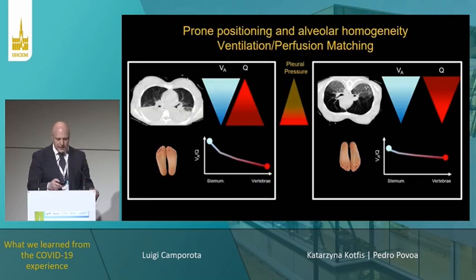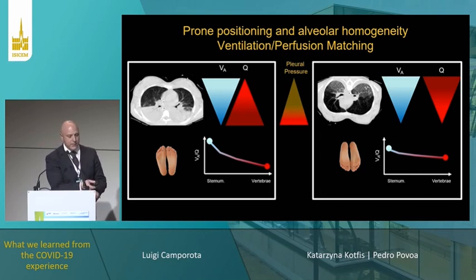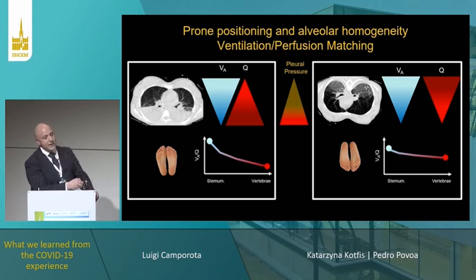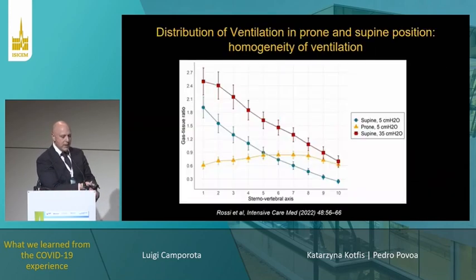Let's start with the physiology. You're very familiar with this: in supine position, you can see there is a mismatch between ventilation and perfusion. There is a change in ventilation-perfusion matching, which goes high in the sternum, so more ventilation than perfusion, and then it lowers down into the vertebrae, so from dead space to shunt fraction. And obviously, prone position has the effect in traditional ARDS of making it flatter, so more homogeneous. And this has been replicated also in COVID-19.